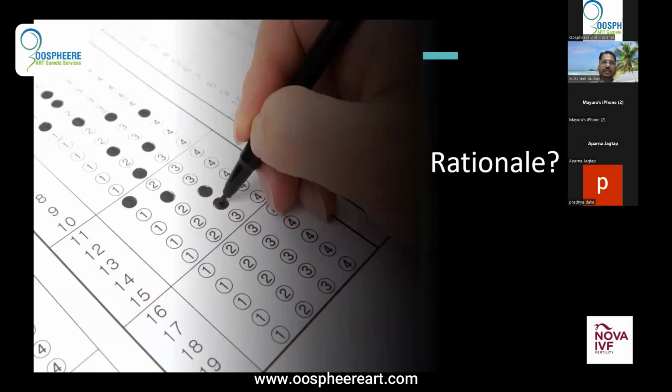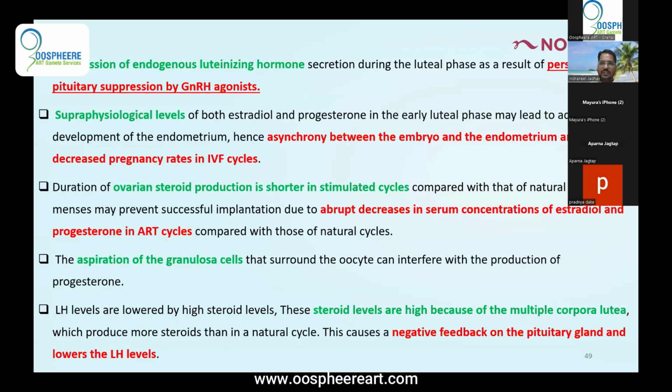So the rationale is that sometimes if this natural luteoplacental shift doesn't happen, there is luteal phase defect. But sometimes there is suppression of endogenous LH hormone, which again leads to persistent pituitary suppression by GnRH agonist, so the pregnancy is not achieved. Or sometimes supraphysiological levels caused by GnRH agonist trigger cause asynchrony between embryo and uterine endometrium, and that causes decreased pregnancy rate in IVF cycles.